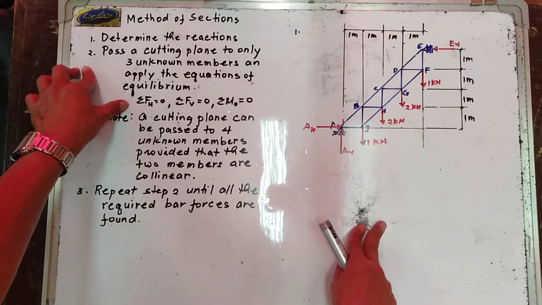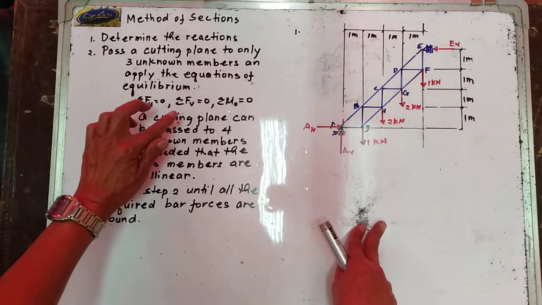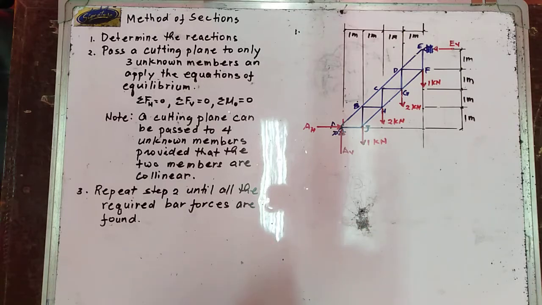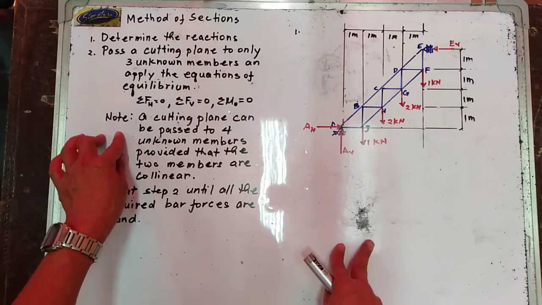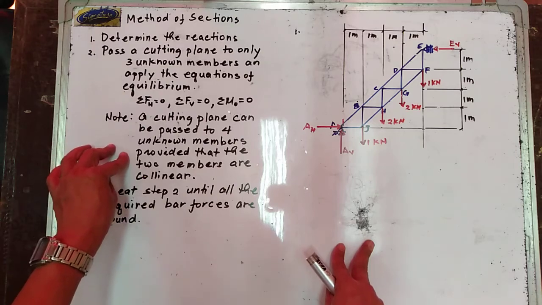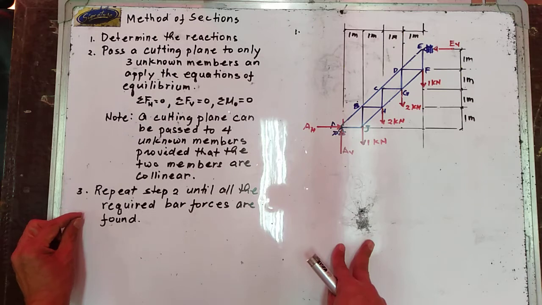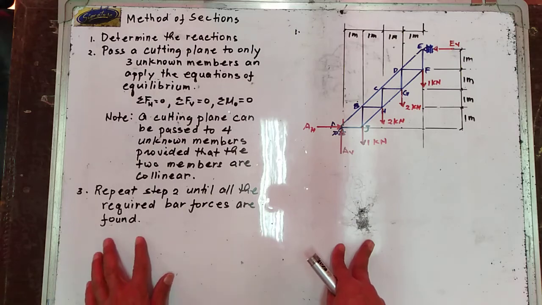So we have summation of forces horizontal equal to 0, summation of forces vertical equal to 0, and summation of moment about any point O equal to 0. Take note that a cutting plane can be passed through 4 unknown members provided that 2 of the members are collinear. And then, repeat step 2 until all the required bar forces are found.